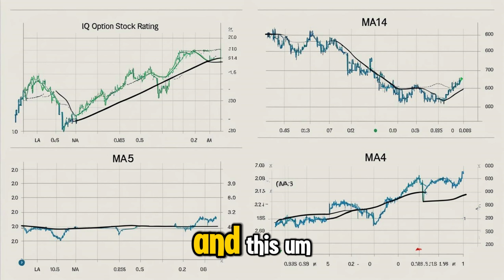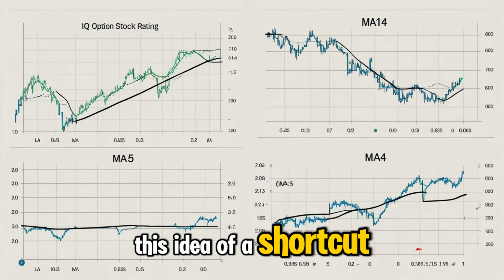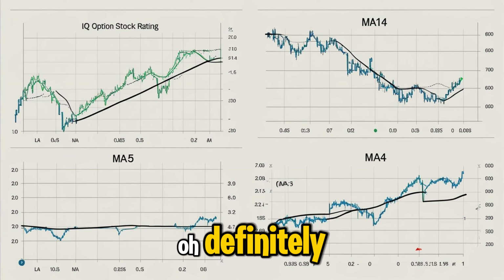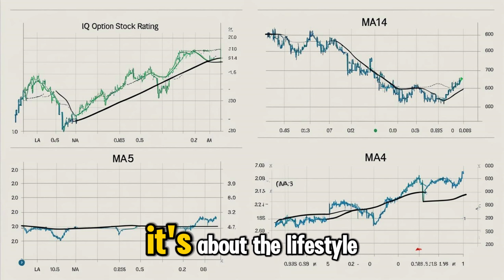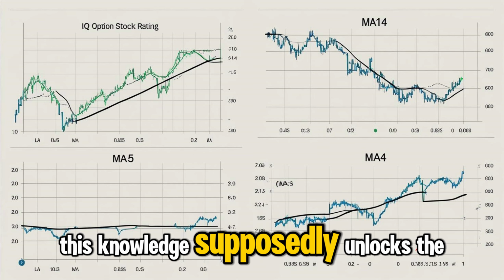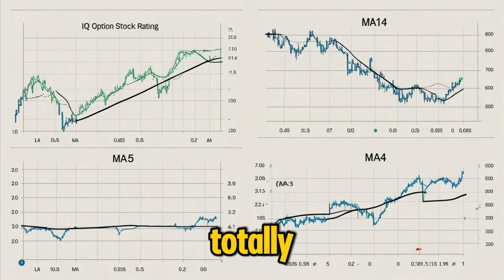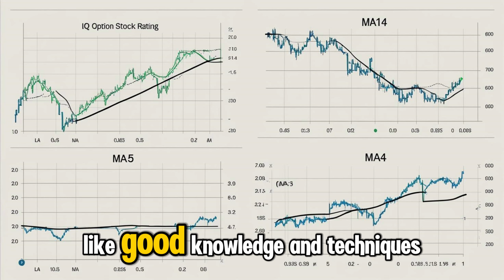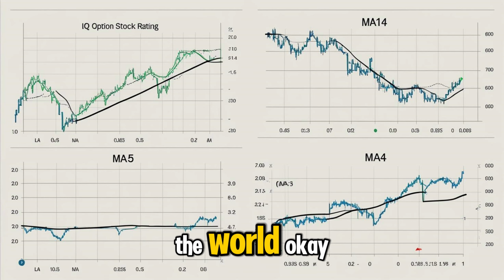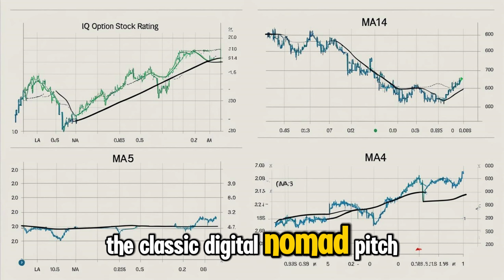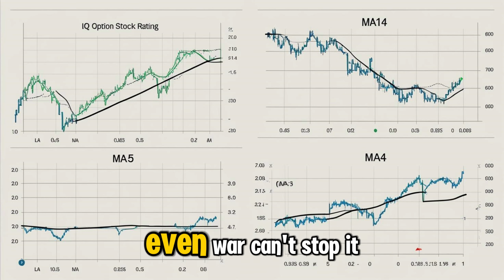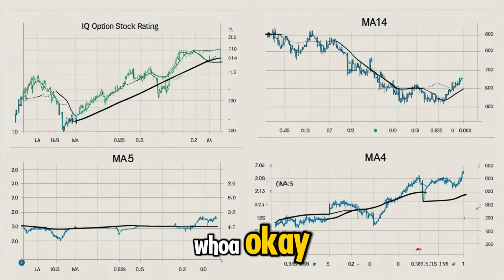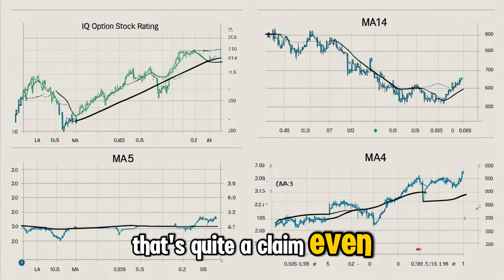Yeah, that makes sense. And this idea of a shortcut connects to something bigger they're selling, doesn't it? Not just a technique. Oh, definitely. It moves way beyond the charts. It's about the lifestyle this knowledge supposedly unlocks. The dream. Totally. The source material has these quotes that are just, wow, like good knowledge and technique so we can be anywhere in the world. Okay, the classic digital nomad pitch. But then it gets bolder. Even war can't stop it. Open the computer and make money. Whoa. Okay, that's quite a claim. Even war can't stop it.